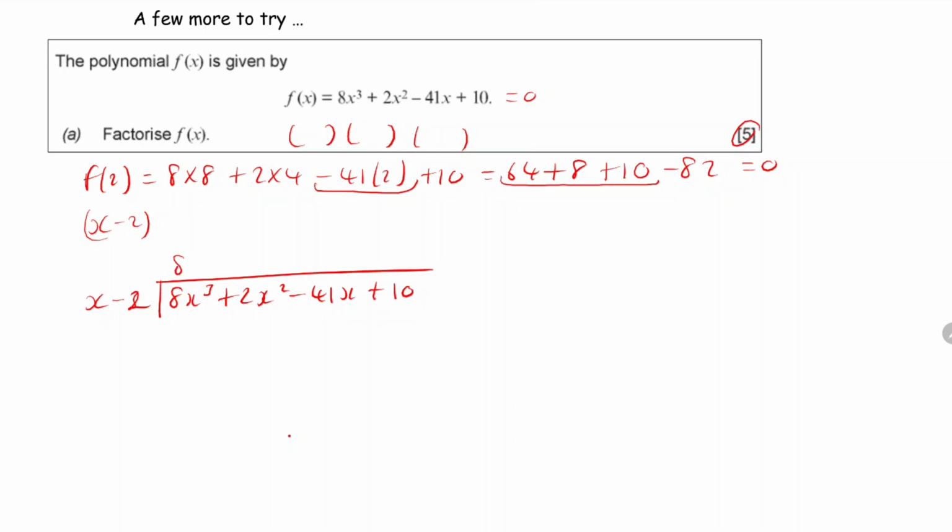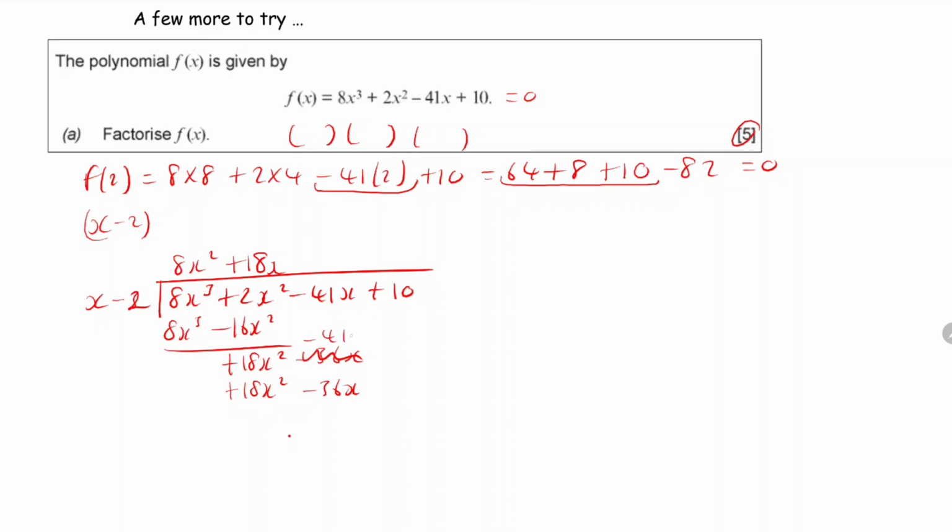X goes into 8x cubed, 8x squared times. Multiply, which gives us 8x cubed minus 16x squared. Subtract: 2x squared minus minus 16x squared is 2x squared plus 16x squared, which is plus 18x squared. Divide, that gives us plus 18x. 18x times by x is plus 18x squared. 18x times by minus 2 is minus 36x. I put it in the wrong place, should be here, minus 36x.